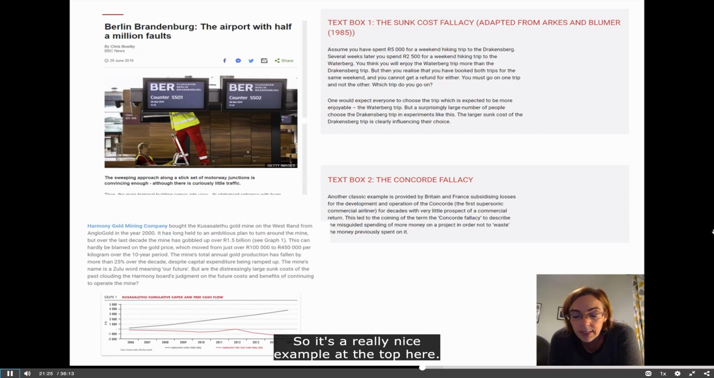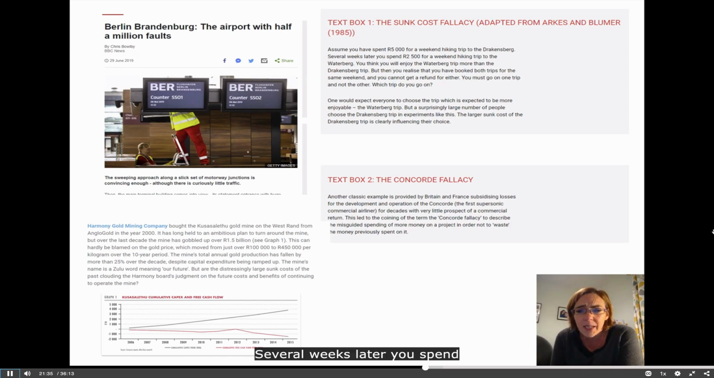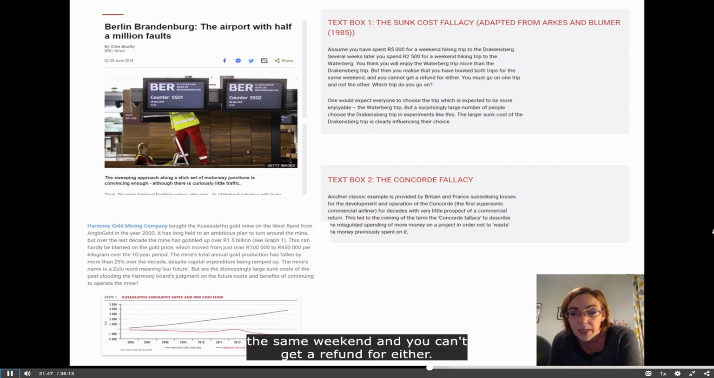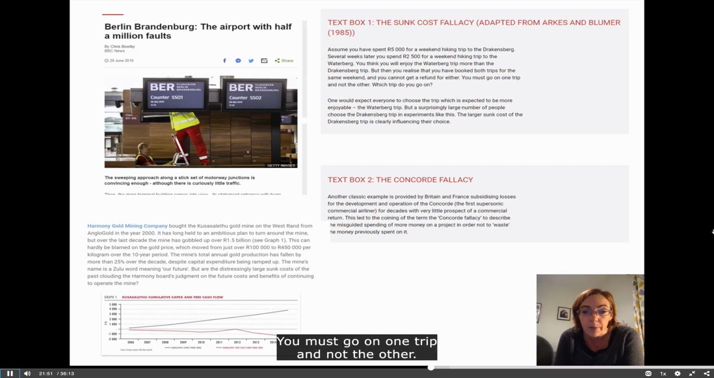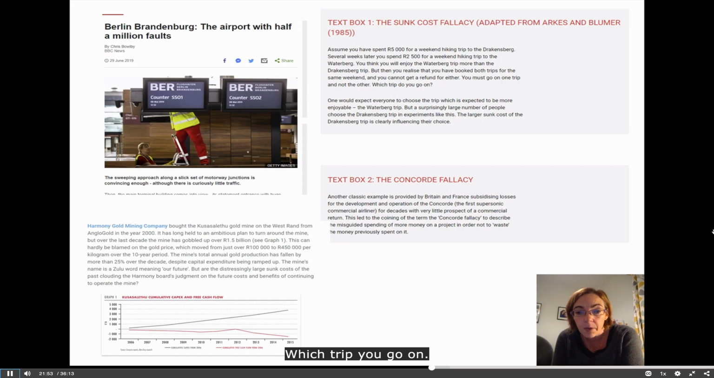It's a really nice example at the top here. Imagine you've spent, and this is a South African example, 5,000 Rand for a weekend hiking trip to the Drakensberg. Several weeks later, you spend 2,500 for a weekend hiking trip to the Waterberg. You think you will enjoy the Waterberg trip more than the Drakensberg trip. But then you realise you've booked both trips for the same weekend, and you can't get a refund for either. You must go on one trip and not the other. Which trip do you go on?